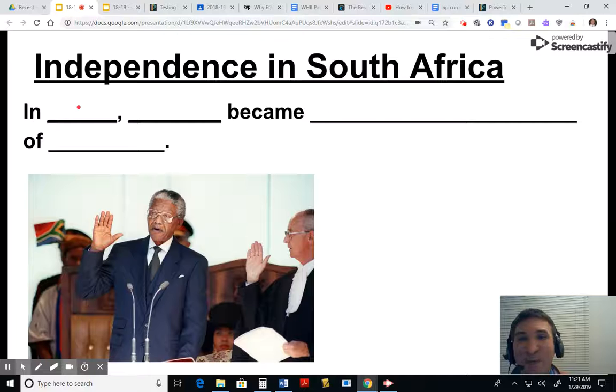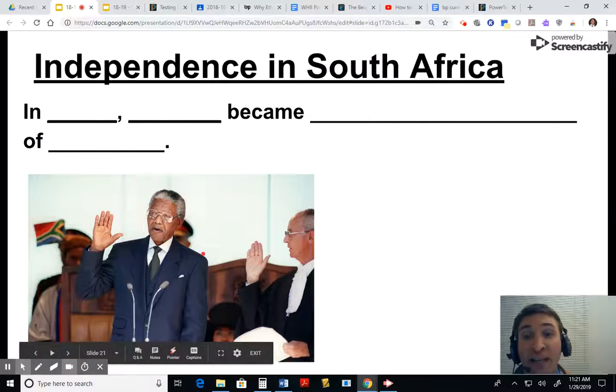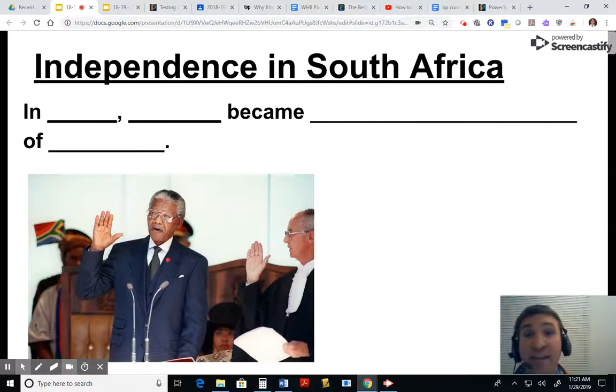In 1994, Mandela became the first democratically elected, the first black president of South Africa. And there he is at the swearing in ceremony. He is the leader of South Africa in that picture.